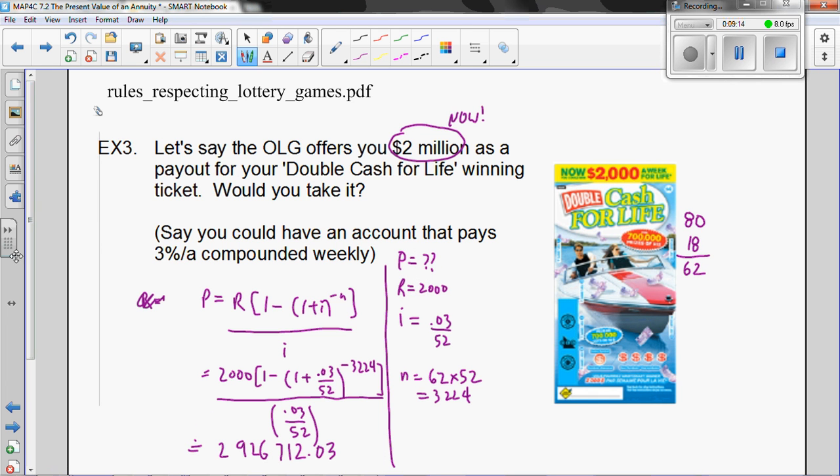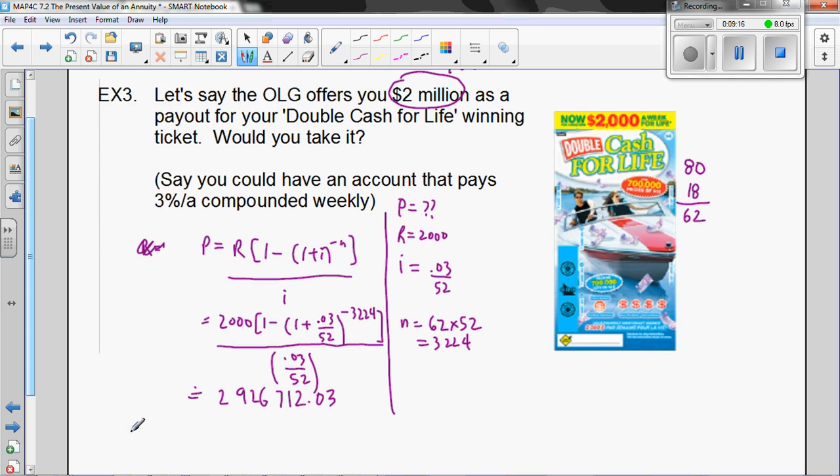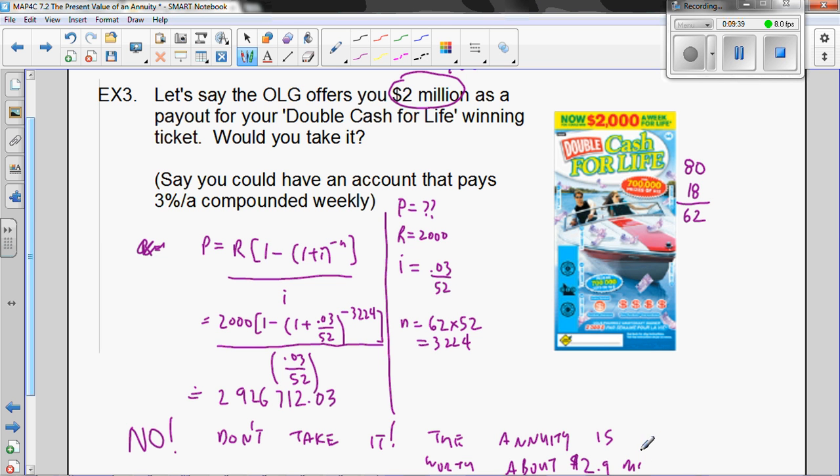So, would you take it, or should you take it? No, don't take it. The annuity is worth about 2.9 million bucks. It'd be a nice decision to make, though, wouldn't it?